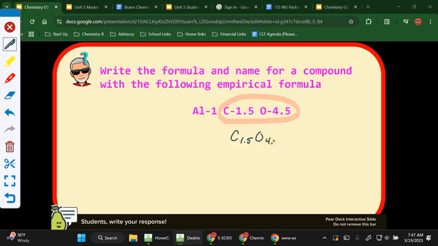C 1.5, O 4.5. What does that reduce to? Even though they're both 0.5s, we can still reduce these. What does that reduce to? CO3. There's your polyatomic, ladies and gentlemen. Now, what is the charge of CO3? -2. Aluminum has a charge of what? +3. So if we were to write the formula for this compound, what would it be?